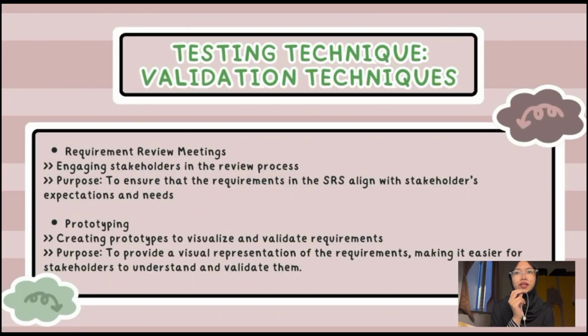Next, for the validation techniques, there are two, which are requirement review meetings and prototyping. For requirement review meetings, the purpose is to ensure that the requirements in the SRS align with stakeholders' expectations and needs. For prototyping, it is to provide a visualized representation of the requirements, making it easier for stakeholders to understand and validate them.